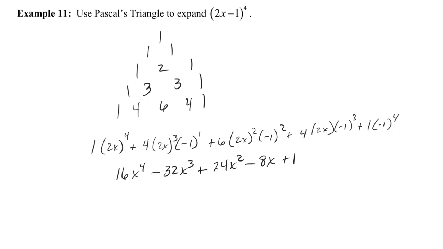Notice that we have sign changes throughout this. When one of your terms inside the binomial is positive and the other one is negative, it'll always flip-flop back and forth. You'll never get 2 positives in a row. You'll never get 2 negatives in a row. It'll always go positive, negative, positive, negative, positive, negative. Okay.